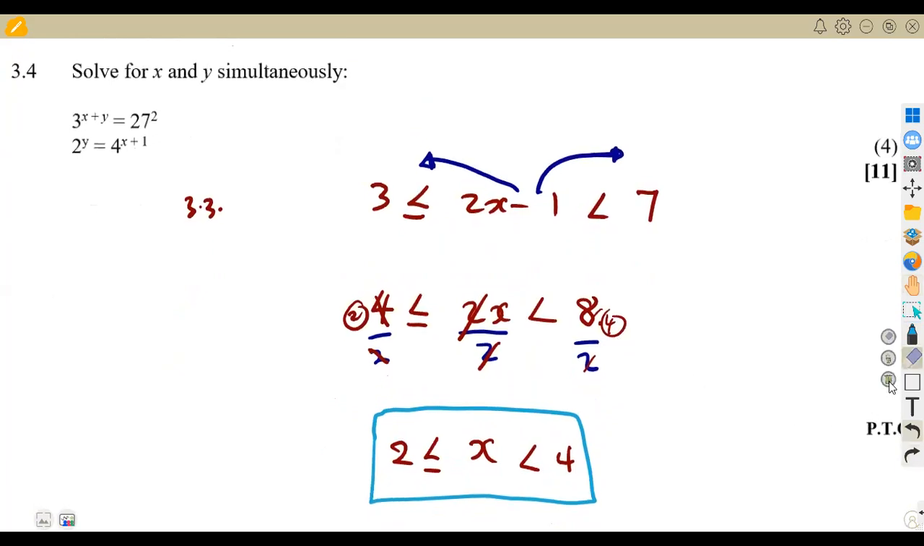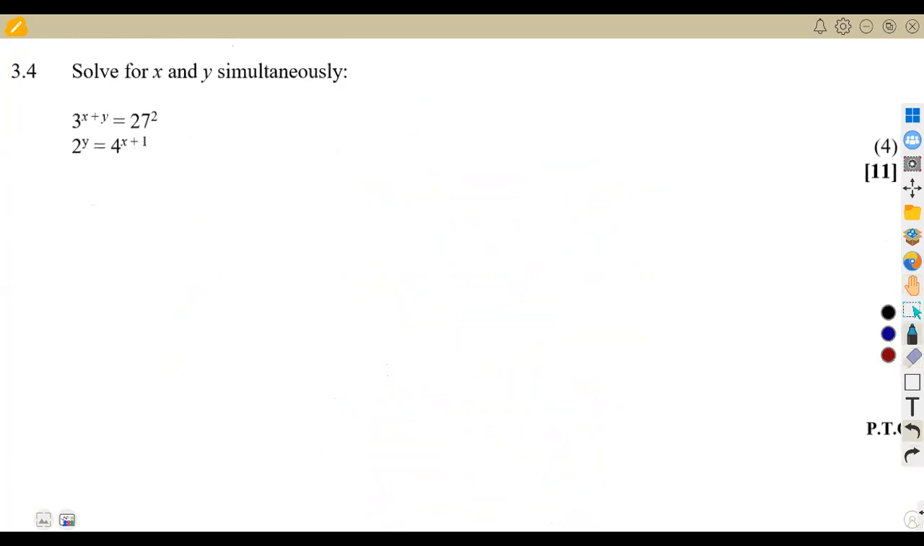Then 3.4, solve for x and y simultaneously. We've got 2 unknown values, x and y, in that case. So as you can see, here we're just supposed to formulate the simultaneous equations. 3 to the exponent of x plus y is equal to 27 can be written in the base of 3. All right, we can write it in the base of 3. Remember, 27 is same as 3 to the exponent of 3. All right, but there is 27 to the exponent of 2. So it's going to be to the exponent of 2 also.